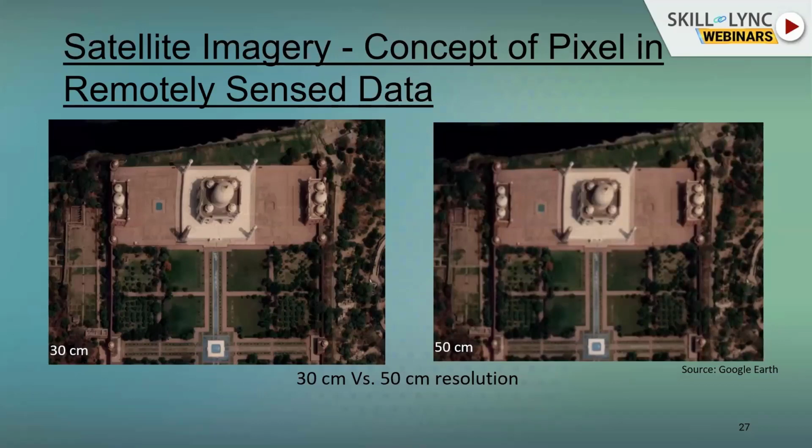This is much more fine. And this is 50 centimeter data. This is a bit coarse. So you can figure out a few features which you cannot figure out from the 50 centimeter data. So what does that mean actually?